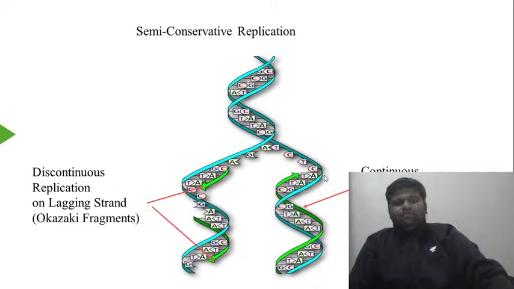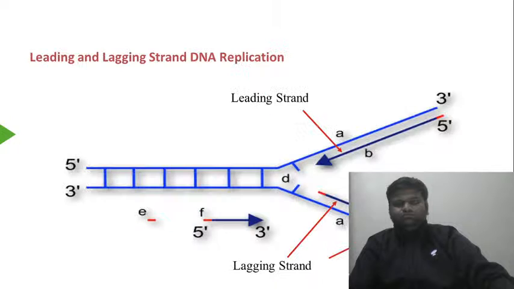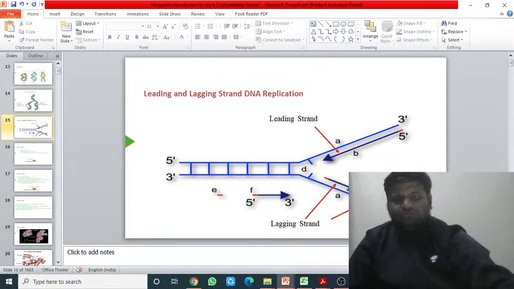So the gaps are in the lagging strand, and then there is a continuous strand which is the leading strand.